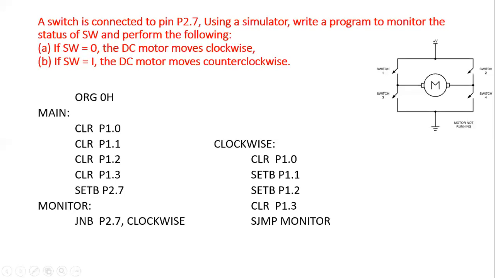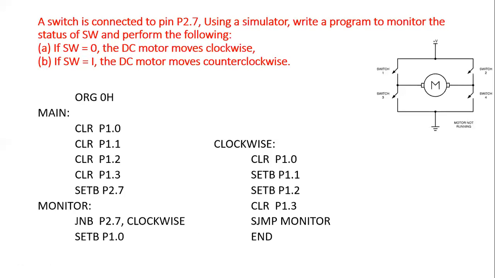Then back to the monitor, where you monitor the condition. If it is 1, that means the condition is not satisfied. Then we have to rotate the motor in anti-clockwise direction. Anti-clockwise direction means these two cross switches need to be closed. So this is P1.0 and this is P1.3. These two switches need to be set now.